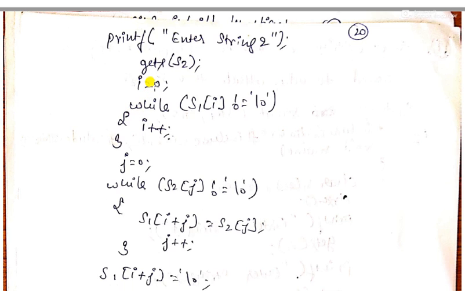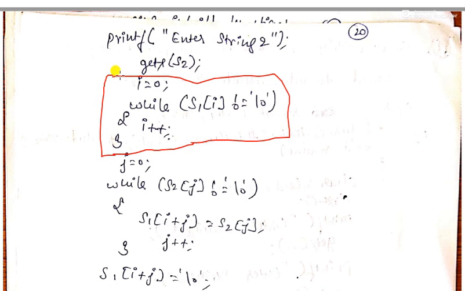So this code is used to calculate the length of the string s1. That's why I initialize two initialization variables, i as well as j. i is for looping to find out the length of the string. For calculating the length of the string, you also don't use an inbuilt function.